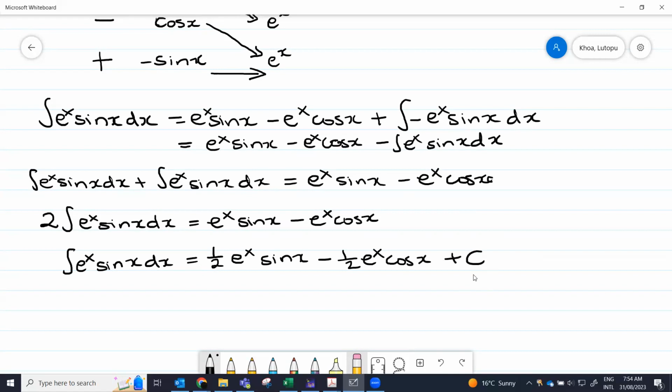The constant of integration doesn't need to be written as c over 2 because that is still just a constant which you can just write as c. So this is a much shorter method for integration by parts, so feel free to use it.